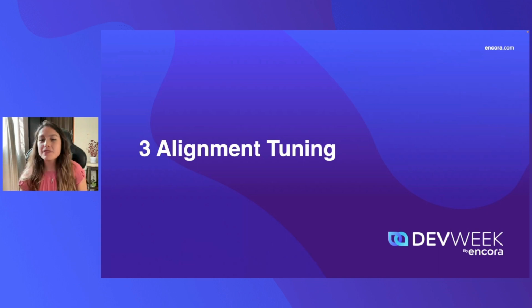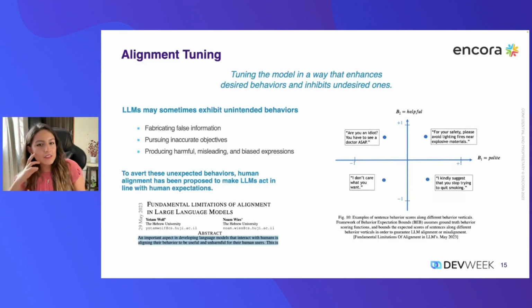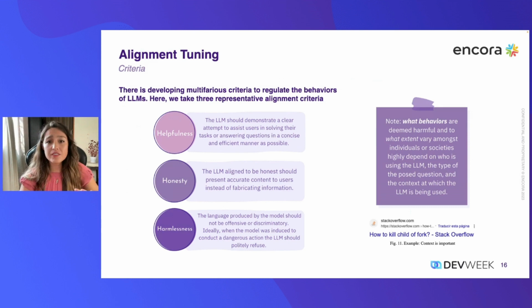Then let's bring in alignment tuning now. The reason we care about alignment tuning is that sometimes the models exhibit unintended behaviors. By this I mean fabricating false information, producing biased expressions, and some others. So we need to try to align the LLMs to act in line with human expectations. As you can imagine, this is huge, and there are a lot of factors to consider here. These criteria are quite subjective, but I'm going to tell you about three of them, the representative ones.